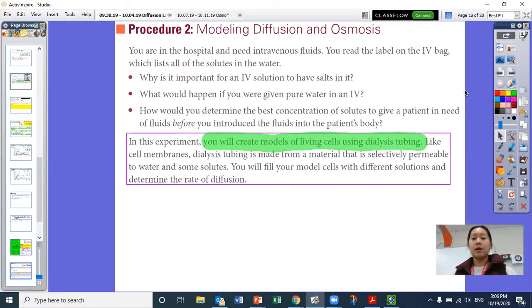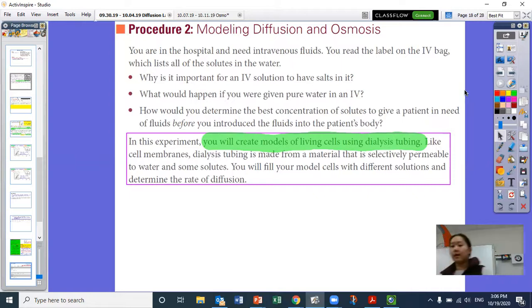How would you determine the best concentration of solutes to give a patient in need of fluids before you introduce the fluids into the patient's body? You can test their salinity by drawing a little bit of blood to check what their actual concentration of salt, concentration of sugar, and concentration of any other chemicals in their blood currently is. So we're going to be doing something based on cells, but we're not going to be actually using cells because these are on a microscopic scale. So we're going to be using dialysis tubing.